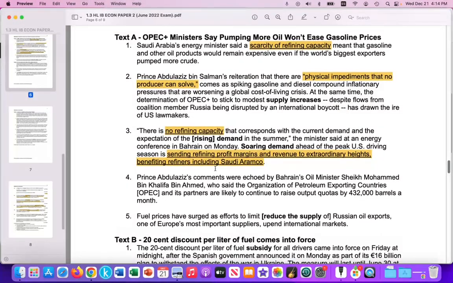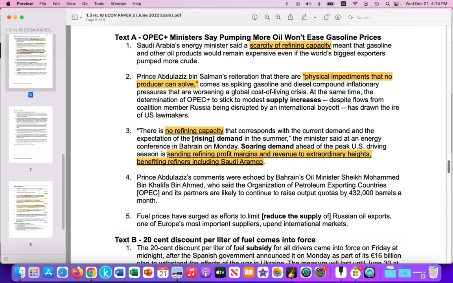Here's the text from that article that I used in creating a paper 2. In previous videos, linked in the video notes below, we dissected a few questions and applied different models. Looking at Saudi Arabia, there is a scarcity of refining capacity. This is a determinant of the elasticity of the supply curve. If a firm is at or near full capacity, then its supply curve is going to be very inelastic. And since there's no close substitute for petroleum as an input to produce gasoline, it has a very inelastic demand curve as well. Typically, primary commodities have inelastic demand and supply curves.